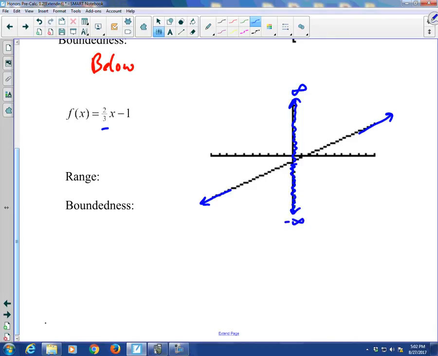So right here we can say the range of this function, or the y values in our ordered pairs, will go from negative infinity to positive infinity on the y-axis. We get every single y value on the y-axis in an ordered pair of this linear function. Since our function values go up to positive infinity and down to negative infinity, we would say that this function is unbounded.